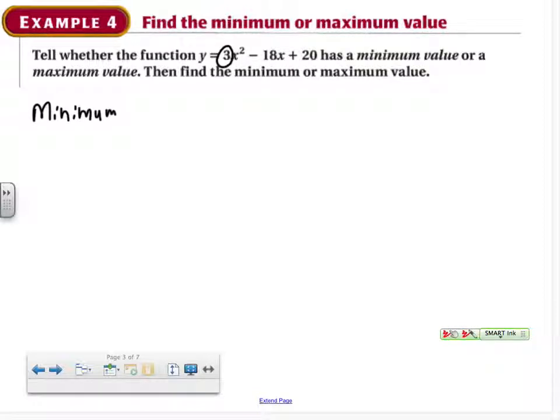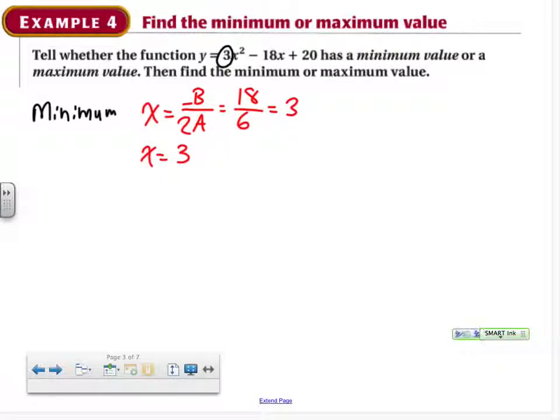All right, then we want to go and find it. Now, since this is in standard form, we can find our axis of symmetry by using the equation x equals negative b over 2a. b is negative 18, so negative of negative 18 will be 18. 2 times a is 2 times 3, and 2 times 3 is 6. So our axis of symmetry is at x equals 3.